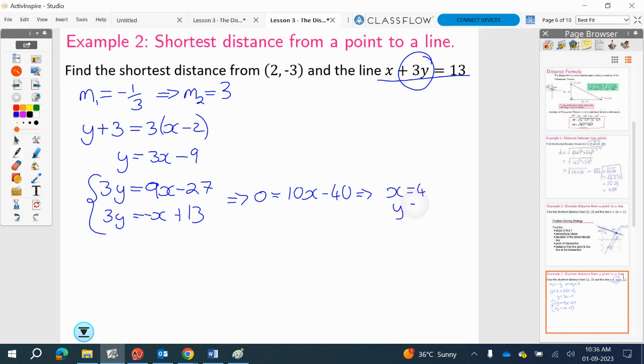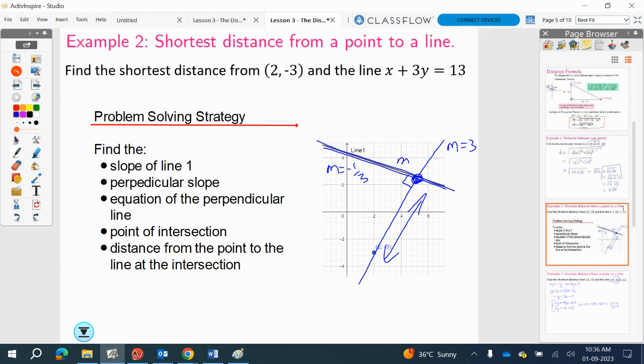And then we can find the solution for y. We've got x equals 4. If I stick it into that one, 4 times 3 is 12, minus 9 gives us 3. So going back to the diagram, the coordinates of this point are 4, 3. So we found the point of intersection, and we just need the distance.